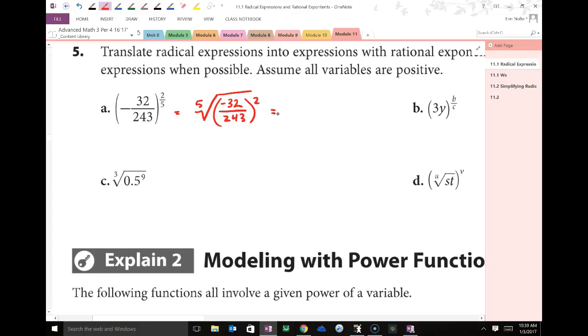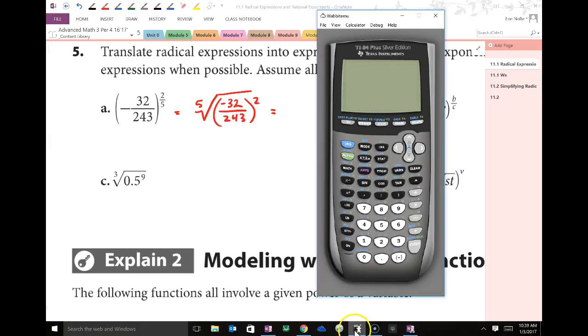It is negative 2. Anybody know how to type that in the calculator, by the way? You do need to know how to type this. So practice this. Make sure you can type this in. You start by typing the 5, whatever root you're working with, and then you hit math, and you're going to use that 5th option. Okay, so negative 32. So we're working with negative 2.